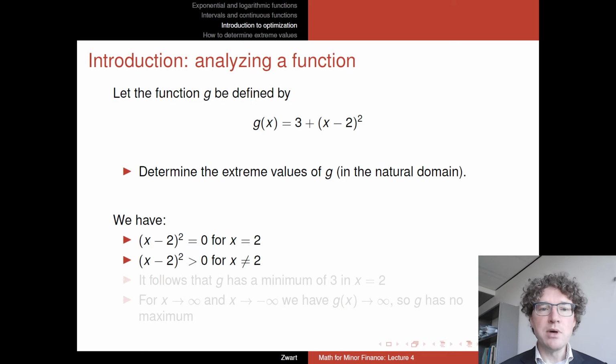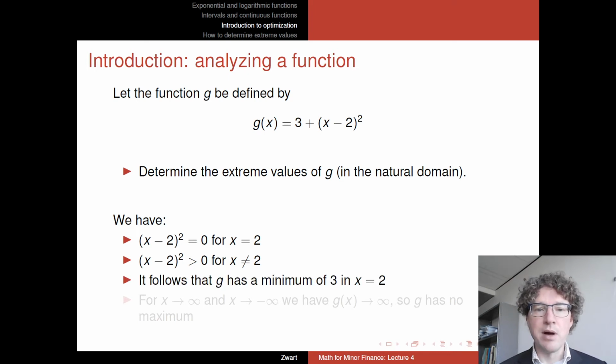So what can we do? We might notice that this function g is written in a special form. It's 3 plus a square, namely (x minus 2) squared. And we know that squares are always positive or 0. So this second bit, (x minus 2) squared, is always going to be positive, except of course when x minus 2 equals 0, or x equals 2. That's going to be 0. That's the lowest that (x minus 2) squared can go. It's always greater than or equal to 0.